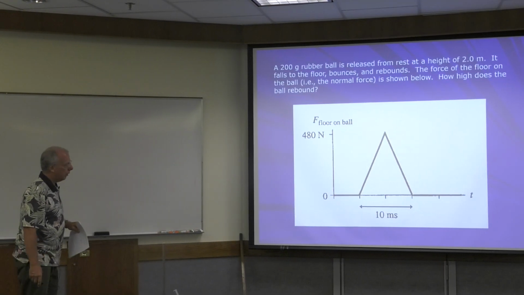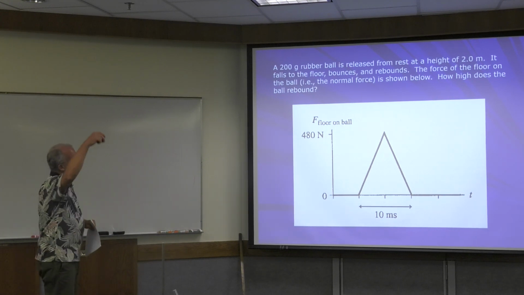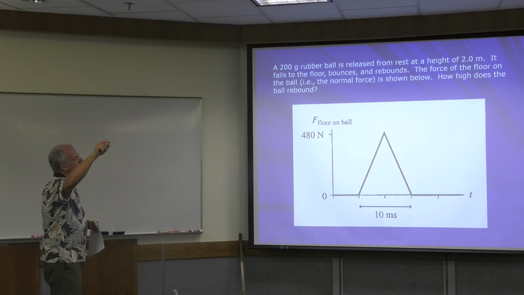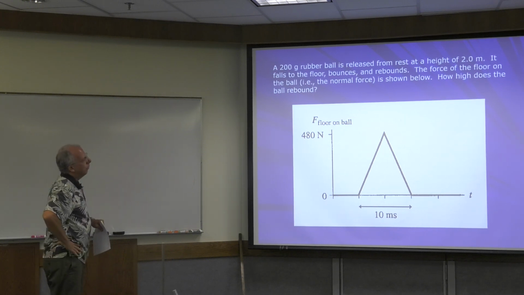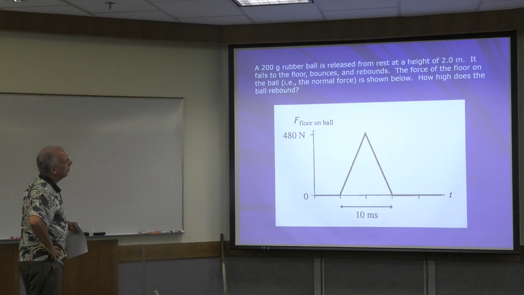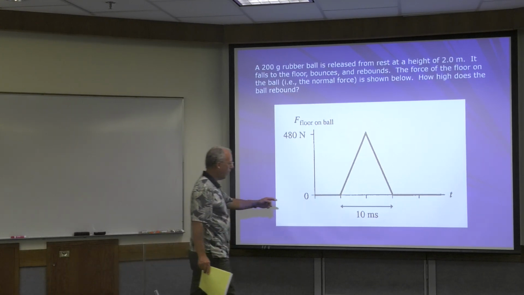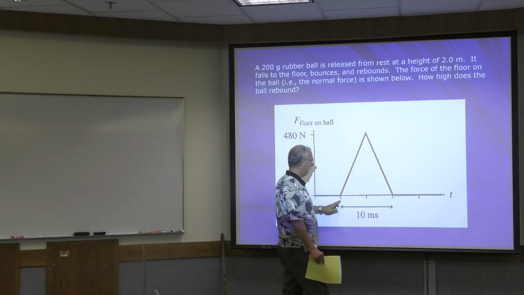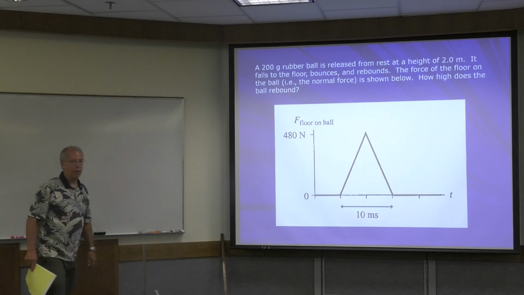Okay, so here's an incredibly long problem. A 200-gram rubber ball is released from rest at a height of 2 meters, falls to the floor, bounces, rebounds. The force of the floor on the ball, so that's the normal force, right, is shown below. You can see it's certainly not constant, right? I mean, 0, then woo. Okay, all right. How high does the ball rebound?